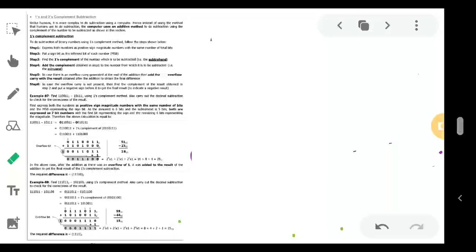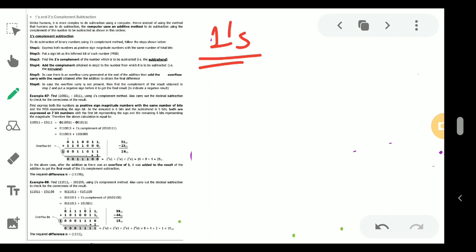So we already know the one's complement and two's complement representation. But today in this lecture session I will discuss the one's complement and two's complement subtraction method. How can we subtract two binary numbers using the one's complement method and using the two's complement method? So let's first start with the one's complement method.